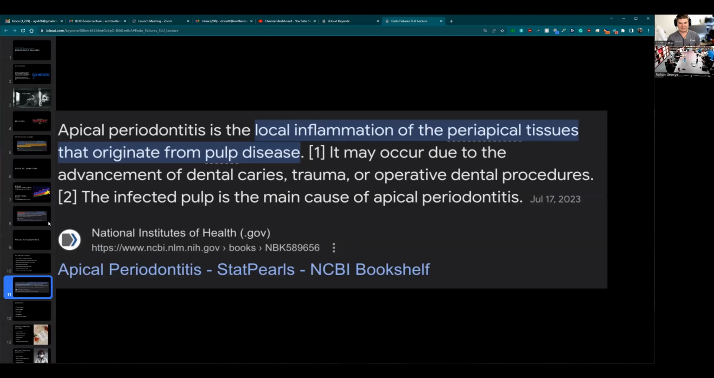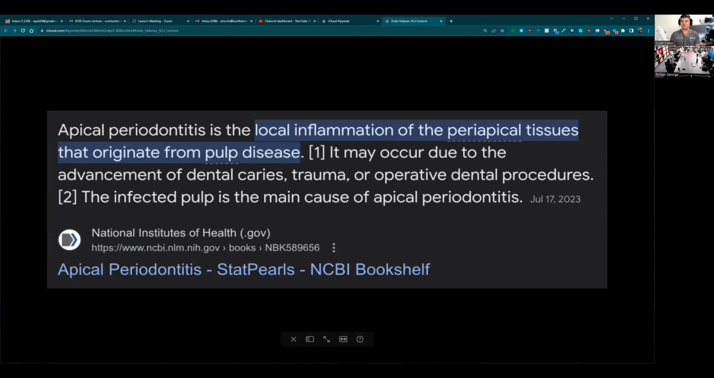So what the heck is it? It is local inflammation of the periapical tissues that originates from pulp disease. The infected pulp is the main cause of apical periodontitis. This goes back to the Kakehashi work that we saw back in the 1960s. You need bacteria to need a root canal. I don't necessarily agree with all of this, but this is what the big definitions put out by NIH, Nature, and AAE all say. The goal of endo is to stop apical periodontitis, and AP comes from bacteria and infections.